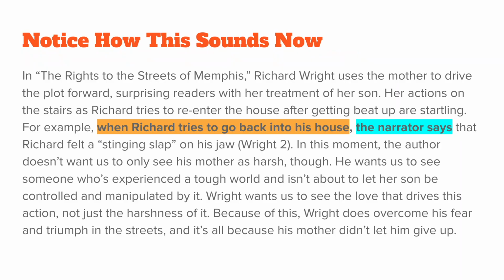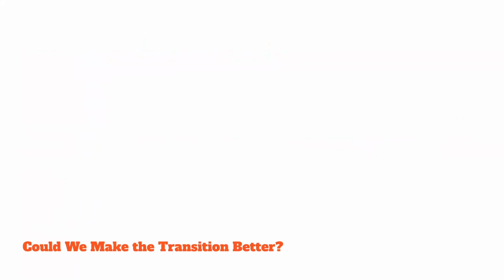Here's how it sounds in a paragraph. We'll read the sentence before, the quote, and the sentence after. Her actions on the stairs as Richard tries to re-enter the house after getting beat up are startling. For example, when Richard tries to go back into his house, the narrator says that Richard felt a stinging slap on his jaw. In this moment, the author doesn't want us. Do you see how that flows nice and smoothly into your writing?